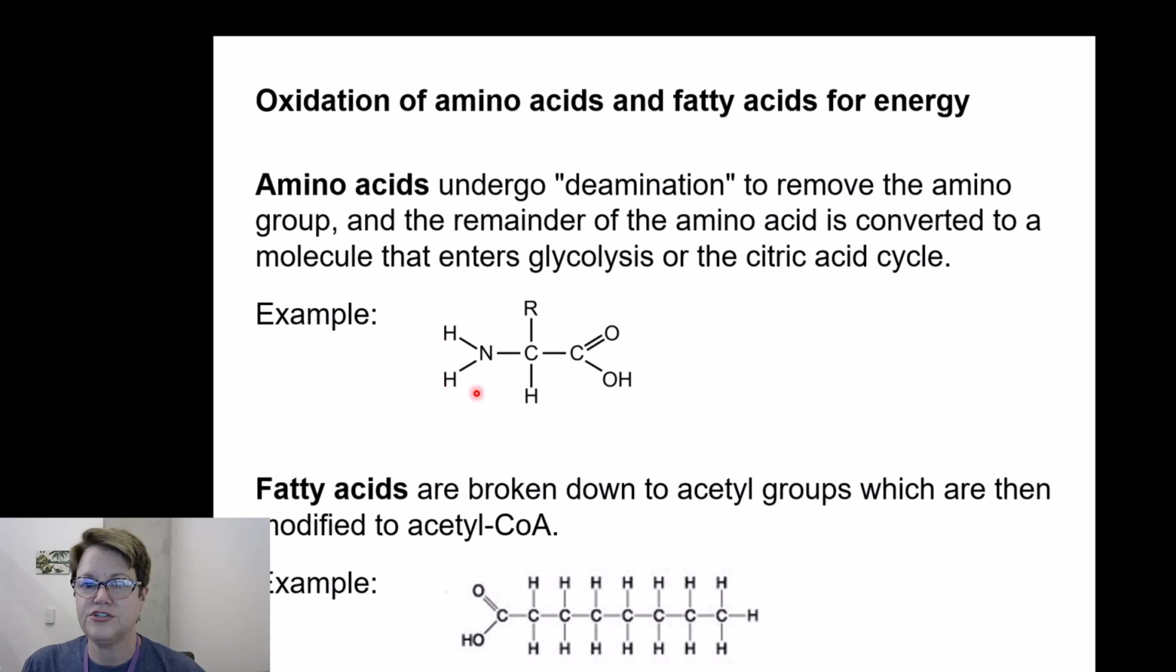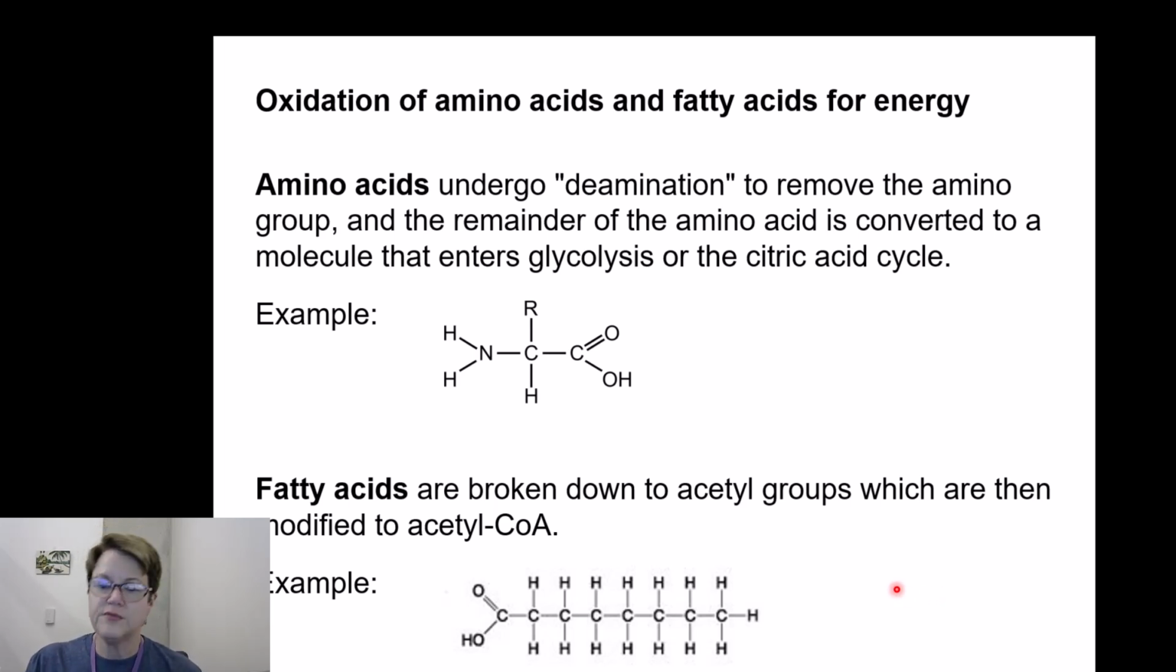Amino acids, I give you kind of a general structure of an amino acid that we've seen before. Amino acids can be deaminated. That means removal of this amine group, this amino group. And the rest of the amino acid is a 2-carbon structure, and it can be converted into molecules that can enter in sort of a side entry into glycolysis or into the citric acid cycle as acetyl. And then fatty acids are typically broken down into 2-carbon groups, which you'll remember are acetyl groups, which then can be modified to acetyl-CoA, and that can enter into the Krebs cycle.